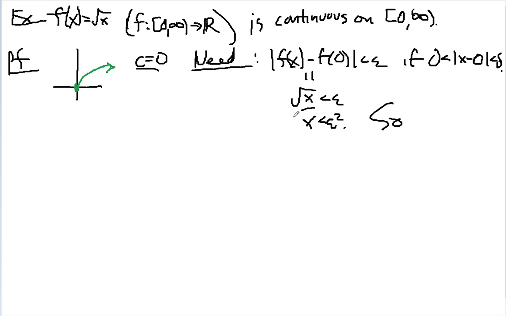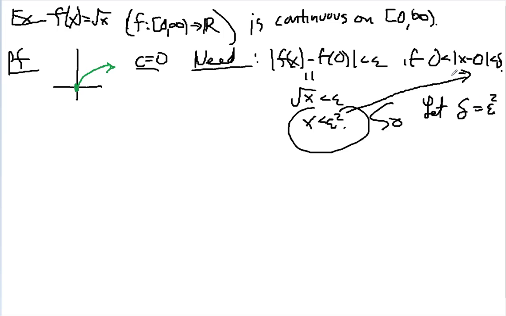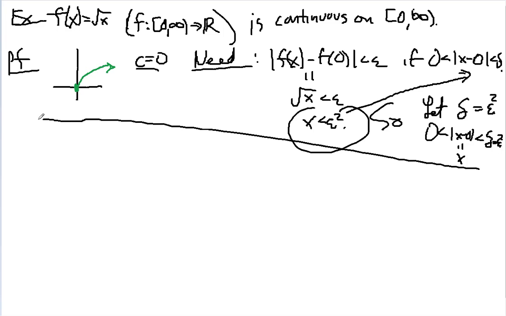So, notice I can let delta equal epsilon squared, and then I get 0 is less than x minus 0, which of course is just equal to x because the domain is positive. So x is less than delta, equal to epsilon squared. So that's the basic idea for the proof that it's continuous at 0.